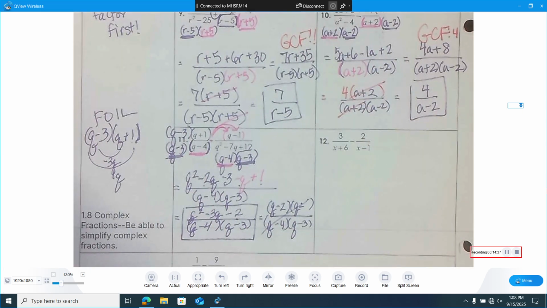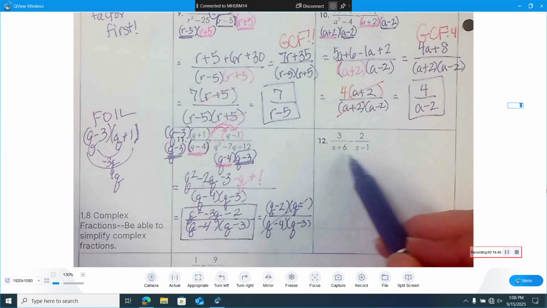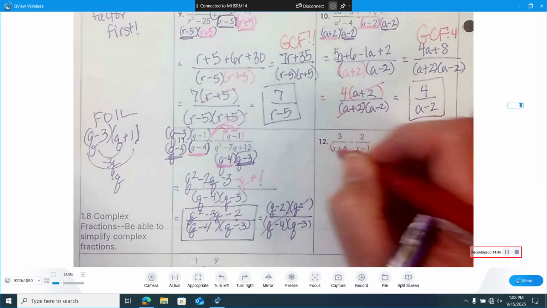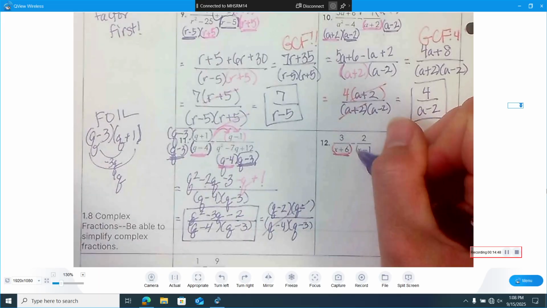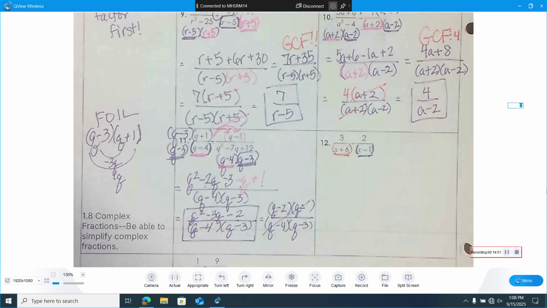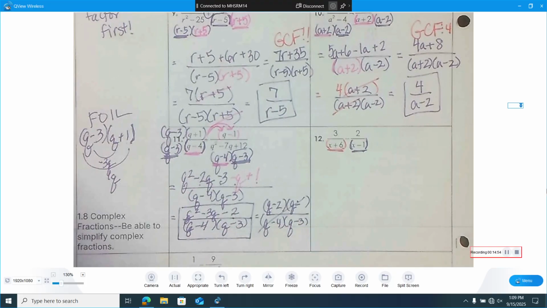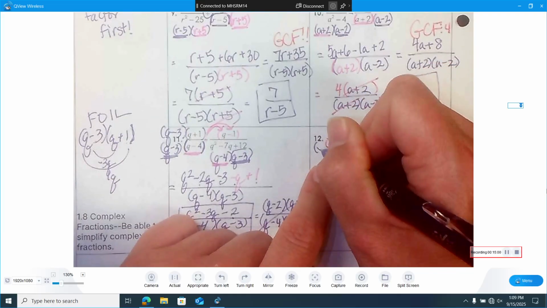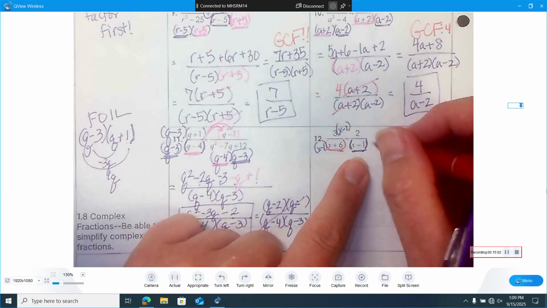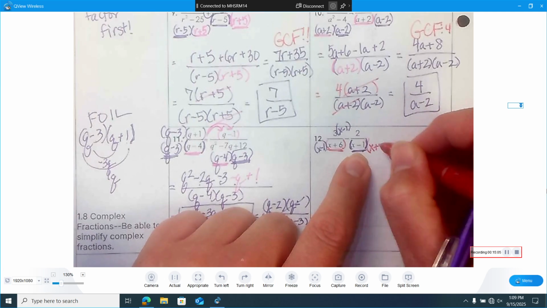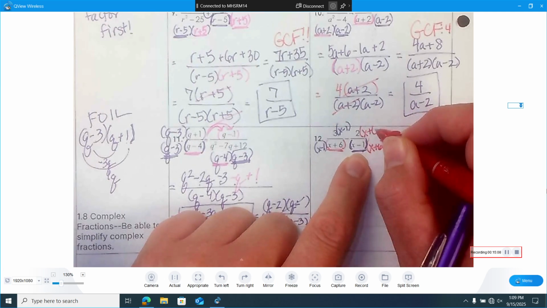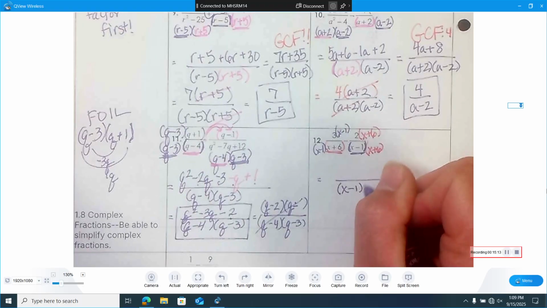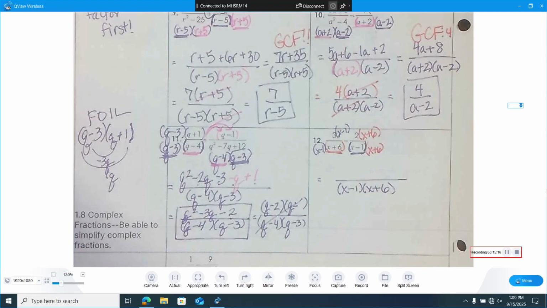Okay, last one, number 12. Can I factor these denominators, or are they already factored? They're already factored. X plus 6 is its own factor, and x minus 1 is its own factor, so we need each of them. So we're going to multiply the first fraction by x minus 1 on top and bottom, and the second fraction by x plus 6 on top and bottom. All right, my denominator's good, x minus 1 times x plus 6 on both of them.